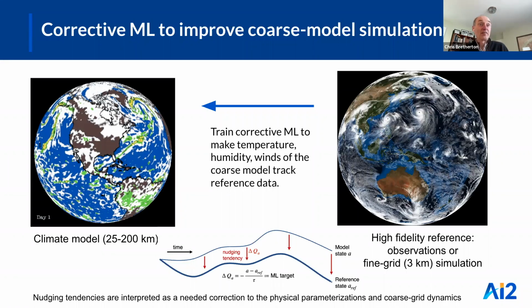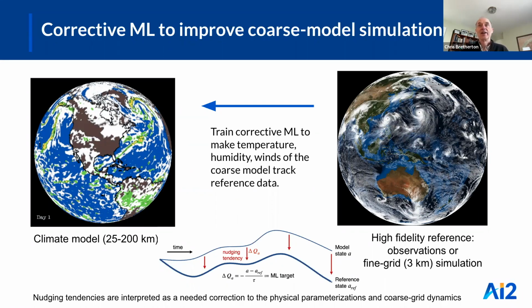So on the left is a coarse-grid climate model. White is clouds, green is precipitation. You can see that there's a relatively discrete characteristic because the grid spacing is 50 kilometers in the example I'm showing you. On the right is a 3-kilometer simulation using the GFDL version of FV3GFS. The cloud fields look a lot more realistic. You can see things like typhoons in the Pacific. And basically the goal is to train corrective machine learning to make the temperature, humidity, and winds of the coarse model on the left track a reference model like the one on the right.